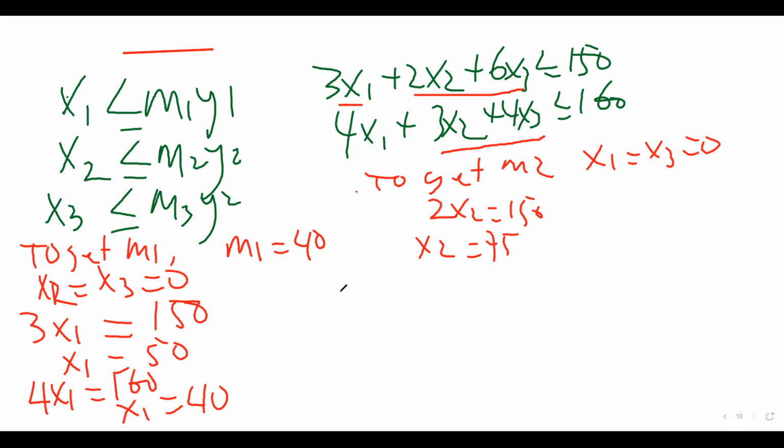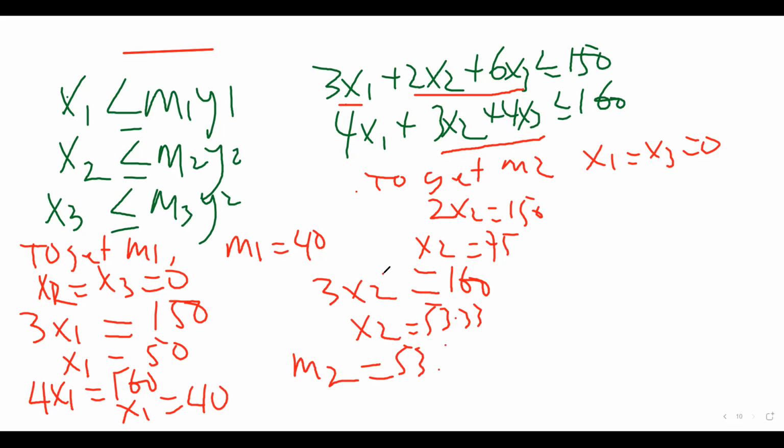Now, when you go to the second constraint, watch it carefully. We want the 3X2 to stay. Everything else will be 0, and the numbers attached to them are 0. So we'll be left with 3X2 equal to 160, which means that X2 is 53.33. Again, we'll choose the smaller one. So M2 is going to be the smaller X, and that is 53.33.